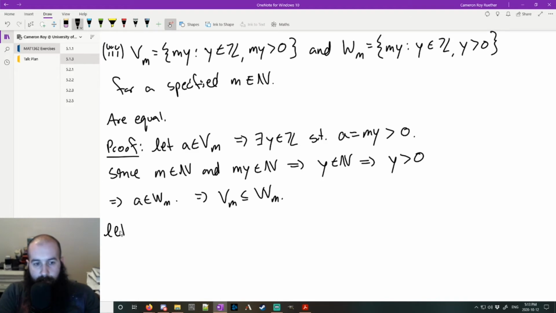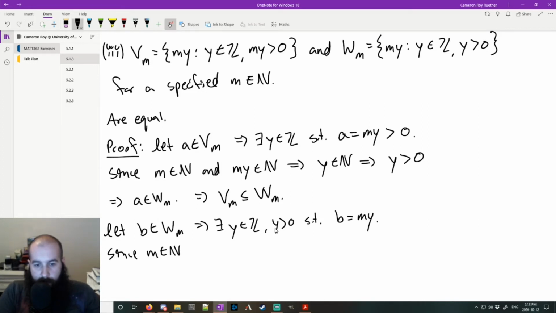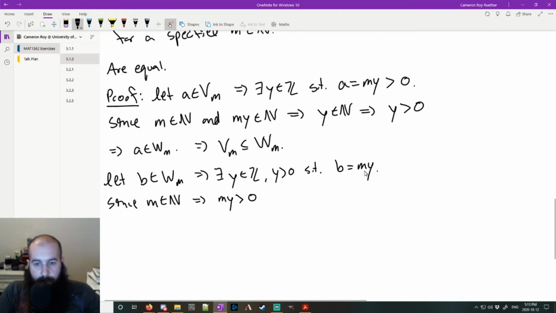And for the other inclusion, if we let B be an arbitrary element of Wm, this means there exists an integer y greater than 0, such that B is equal to m times y. But then since, again, m is natural and y is greater than 0, this means that my is greater than 0. So B is equal to my, where y is an integer and my is greater than 0. This means that B is in Vm, which means since an element of Wm must be an element of Vm, we have this inclusion. And with both these inclusions, we have that these are equal.